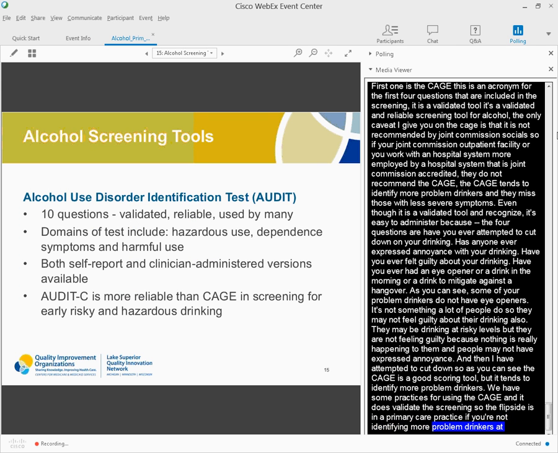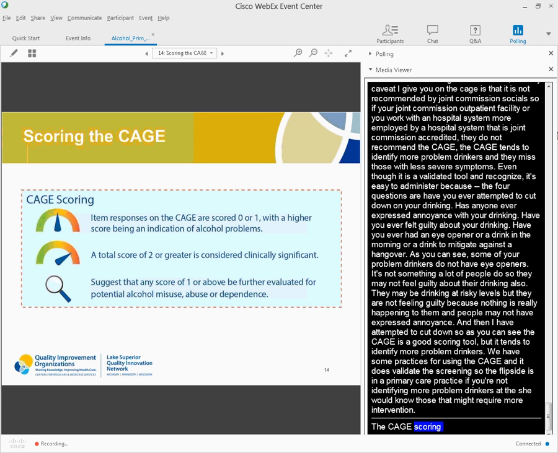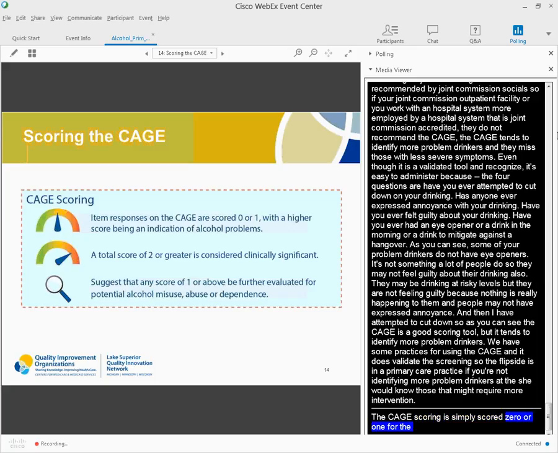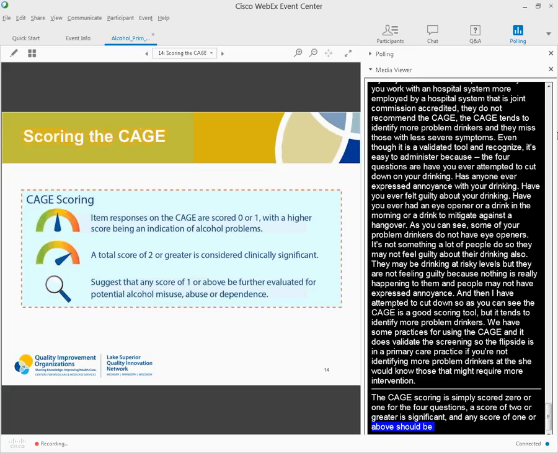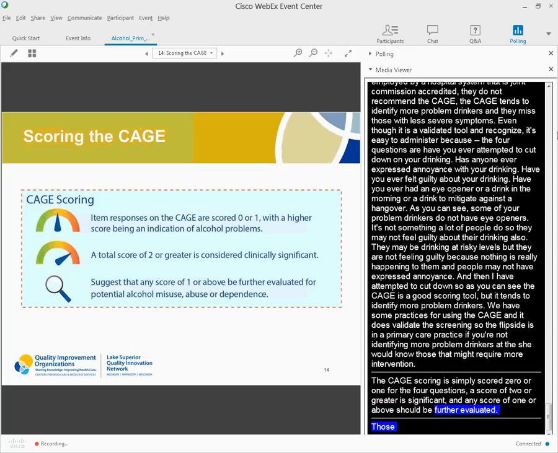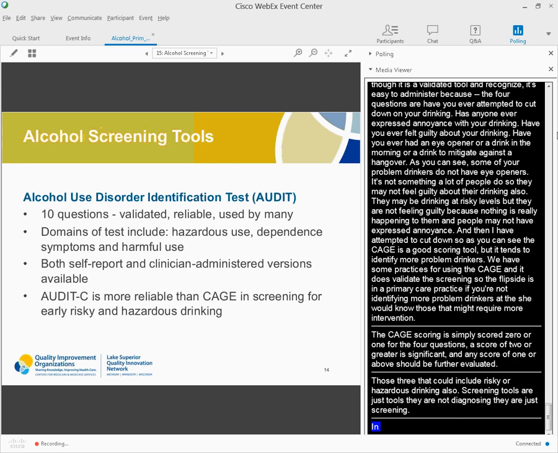So the CAGE scoring, go back one. The CAGE scoring is simply a score of 0 or 1 for the four questions. A score of 2 or greater is considered clinically significant, and really any score of 1 or above probably should be further evaluated for potential misuse, abuse, or dependence. Again, those three, so that could include risky or hazardous drinking too. Remember, screening tools are just screening tools. They're screening. They're not diagnosing. So really, in the CAGE, any score should be discussed a little further with the patient.